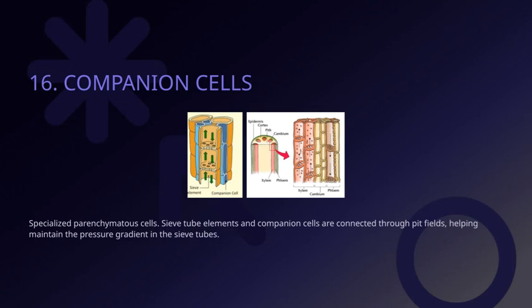Now, let's focus on the specialized parenchymatous cells involved in the phloem. These include sieve tube elements and companion cells, which work closely together. They are connected through structures called pit fields. These pit fields are crucial because they facilitate communication and transport between the cells. This connection helps maintain the pressure gradient within the sieve tubes, which is essential for efficient nutrient transport. Essentially, these specialized cells and their connections ensure that the flow of nutrients, like sugars, is smooth and effective throughout the plant. This coordination is a key part of how plants distribute energy and sustain their growth.